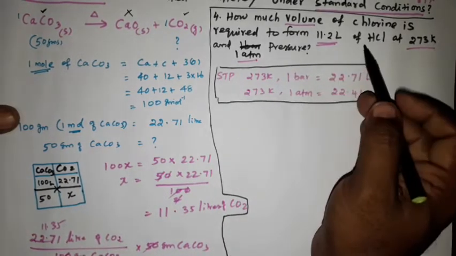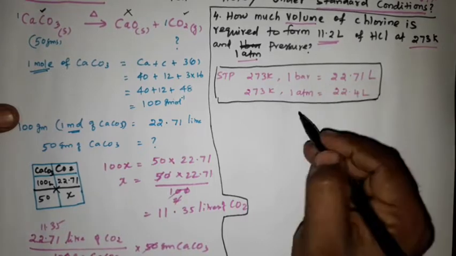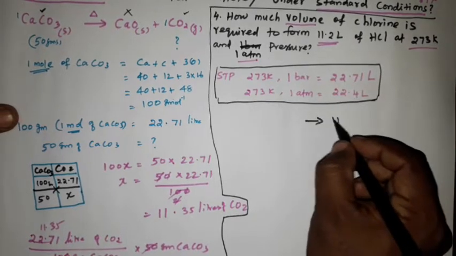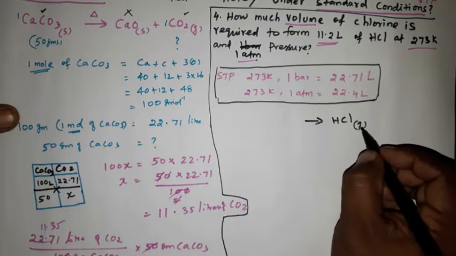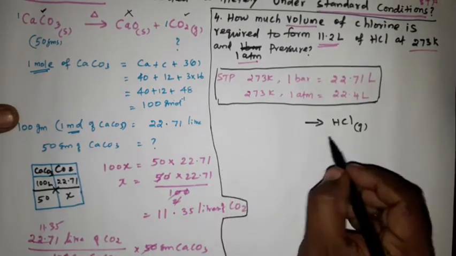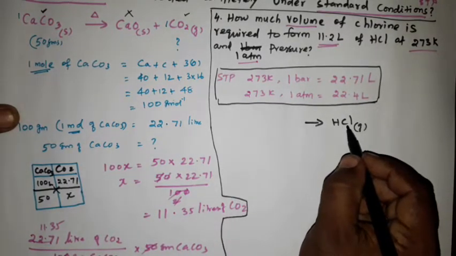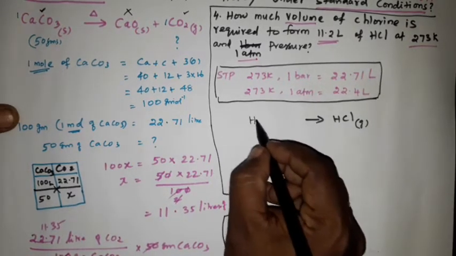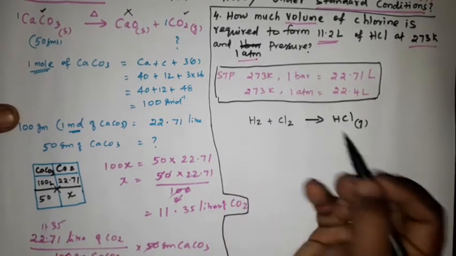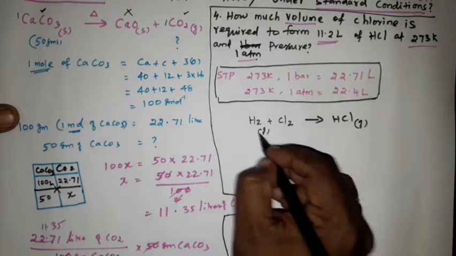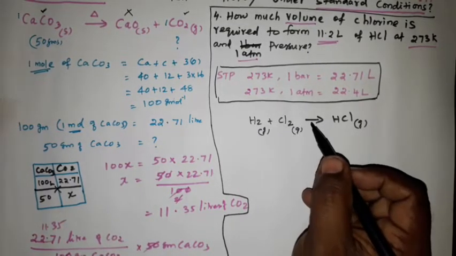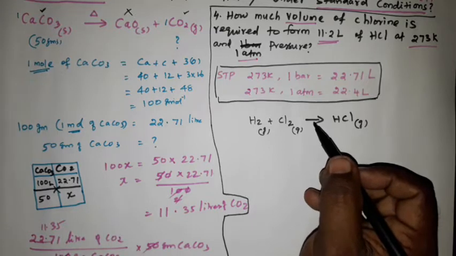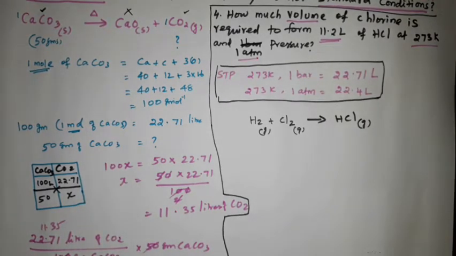Here the formation of HCl. So HCl, all are in gaseous conditions. How is HCl produced? There are two elements. One is hydrogen, another one is chlorine. So it must be H2 plus Cl2. This also gas, this also gas. Now check the equation is balanced or not. If not balanced, you must balance the equations. Clear?